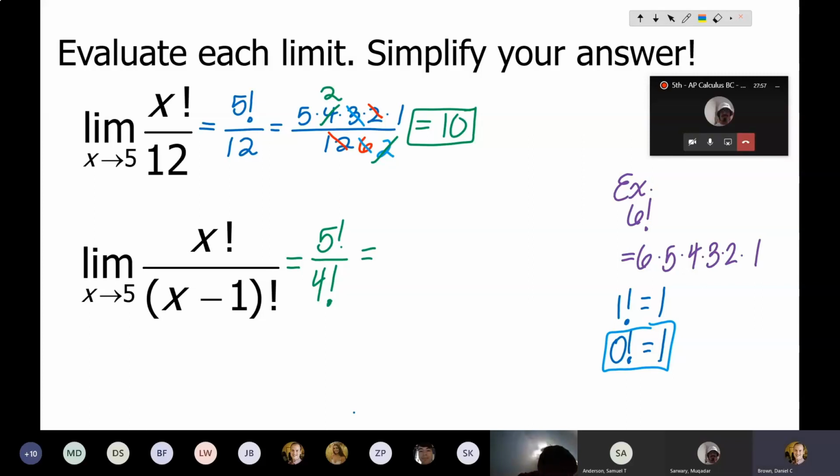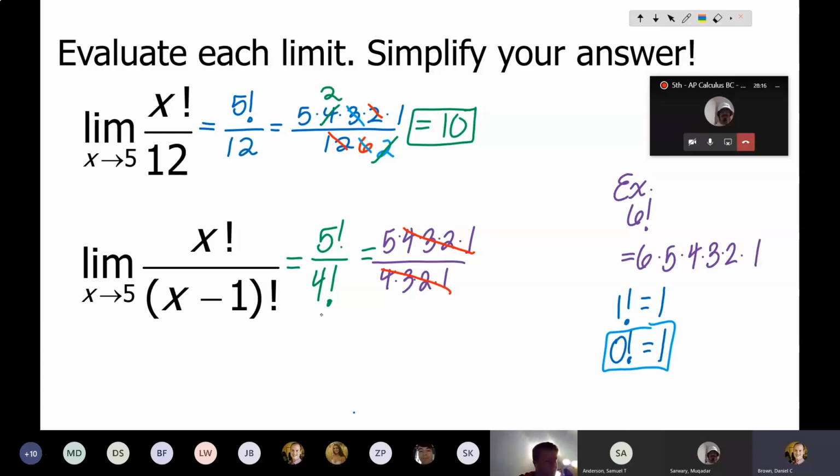And so we have 5 factorial over 4 factorial. So like the long way, you could write 5 times 4 times 3 times 2 times 1 over 4 times 3 times 2 times 1, and kind of clearly see that the 4 to the 1 is going to cancel with the 4 to the 1, just leaving you with 5.